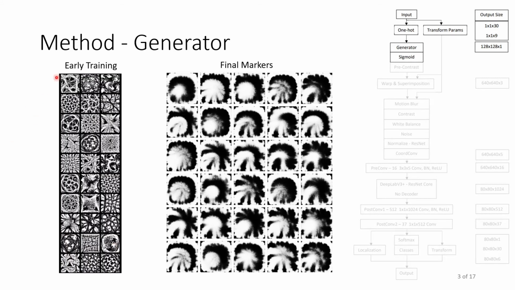The image on the left is an example of the early stages of training, showing how it went from random noise to distinct recognizable patterns. Since the detector is pre-trained, the marker appearance quickly designs an image that best fits the trained convolutional filters.